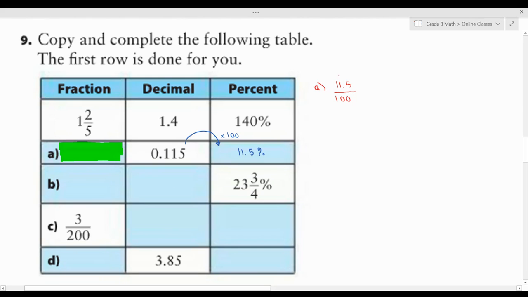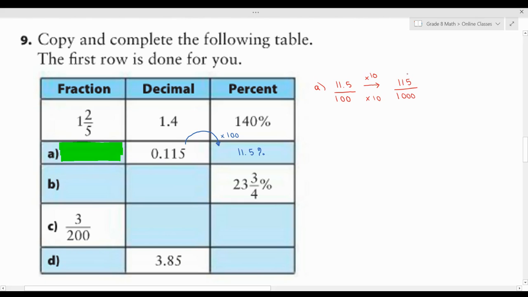Now, this can't be your final answer. It looks really weird to have a decimal as part of your fraction. So then what we talked about is you could times this by 10, times this by 10. You got to keep it balanced, right? Whatever I do to the top, I have to balance out on the bottom, so my denominator. And then I could write this now as 115 over 1,000.